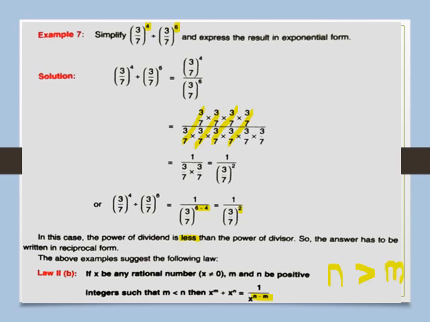Dear students, remember this is n minus m, because n is greater than m, and therefore we will write it in the denominator as 1 upon x raised to n minus m.